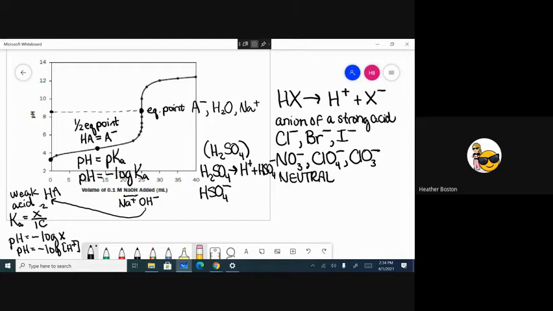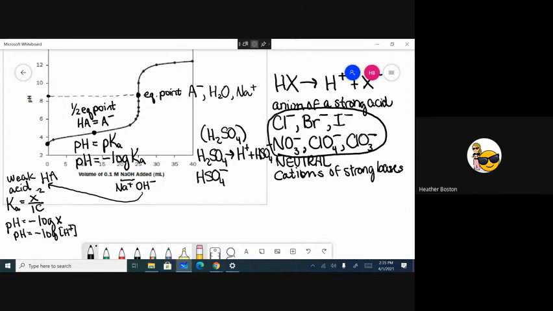So these are the anions of strong acids that are neutral. We can actually list them. The other thing that is neutral is the cations of strong bases. We could list those also, because it's any alkali metal or any alkaline earth metal. So they're group 1 and group 2 cations with a hydroxide.